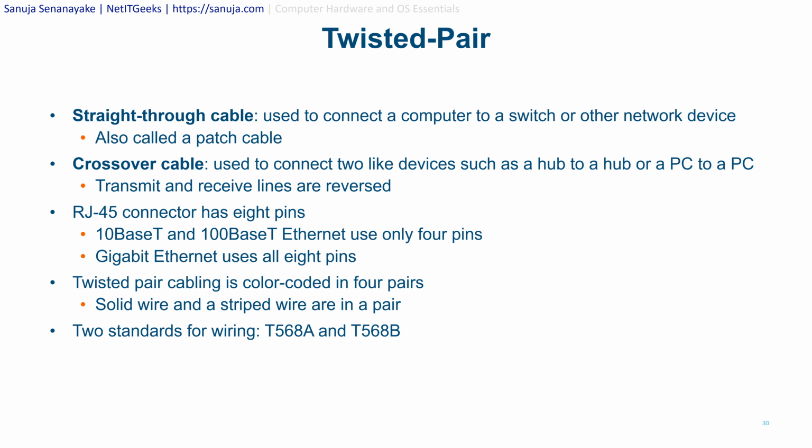Twisted pair cabling is color coded in 4 pairs, where a solid wire and a striped wire are in a pair. So we have a solid color wire and a striped colored wire. For example, solid orange and striped orange, solid green and striped green. Each pair has a solid wire and a striped wire of the same color, twisted together. There are 2 standards for wiring. Those include the T568A and T568B, which I will quickly cover as a high-level overview in the next few slides.